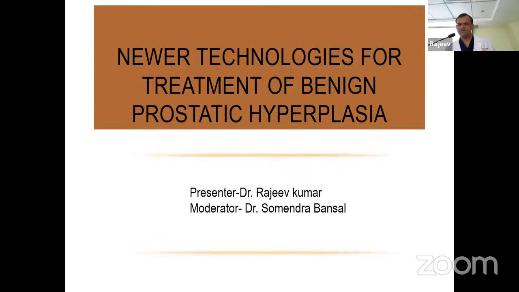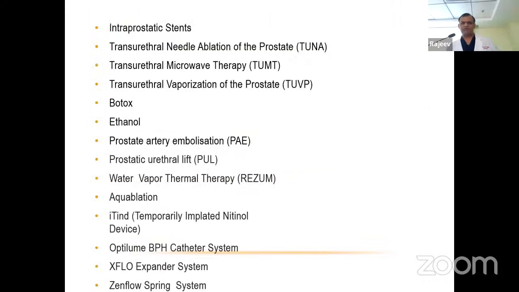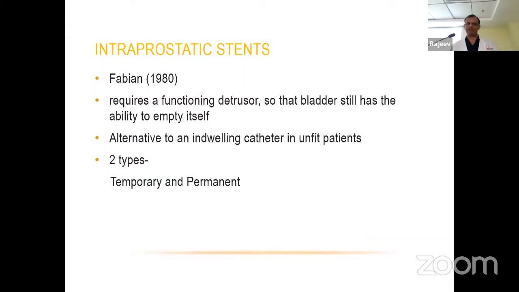Good morning, everyone. Today I am presenting a seminar on neurotechnology for treatment of BPH. These are the few techniques which we will be discussing in this presentation. First of all, the intraprostatic stent.